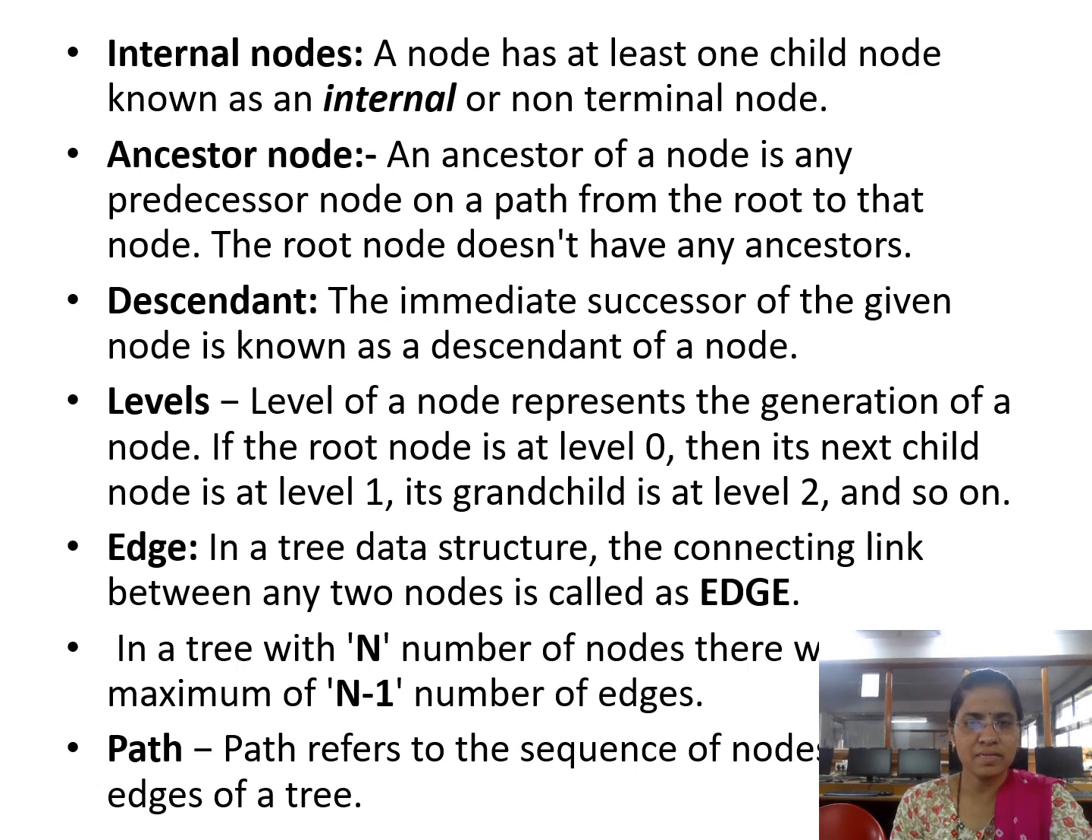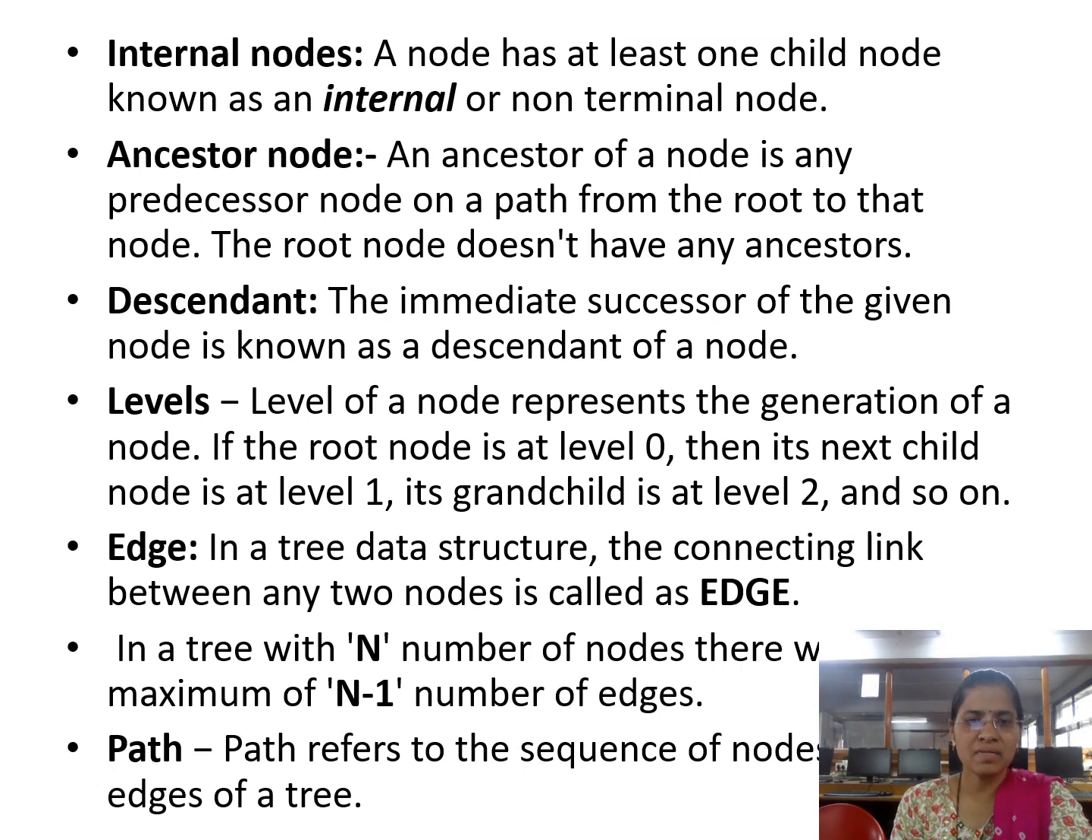The next one is the ancestor node. An ancestor node is any predecessor node on the path from the root to that node. The root does not have any ancestors. Descendant node: the immediate successor of a given node is called a descendant of that node. The next term is levels. Levels represent the generations of the nodes. Suppose the root node is at level 0, then its child node is at level 1, then its grandchild is at level 2, and so on.